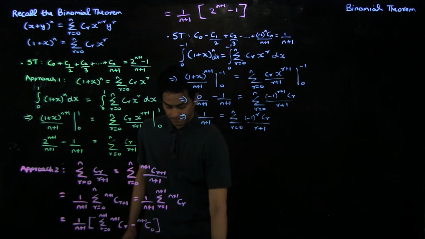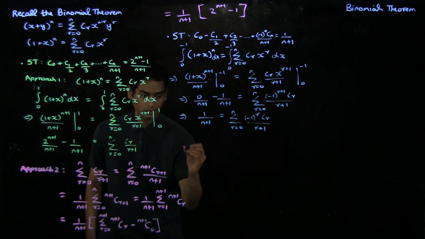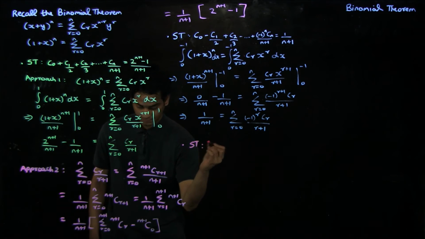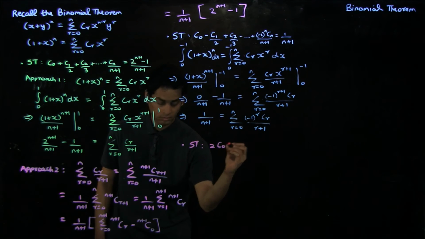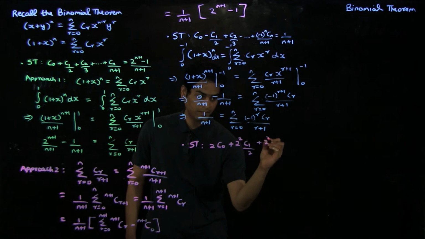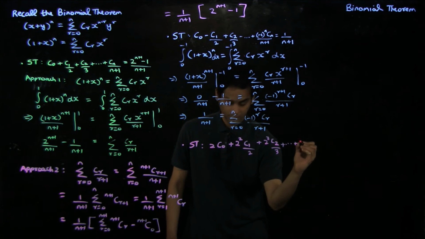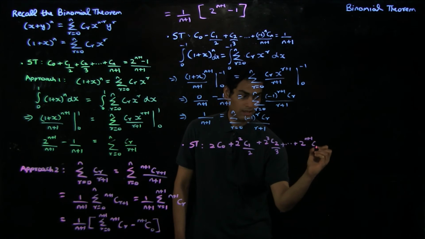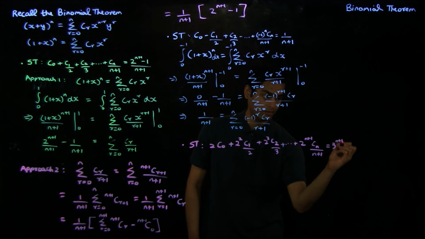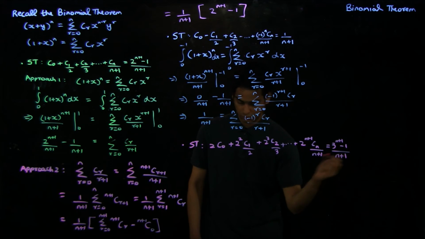So we will see yet another identity based on the binomial coefficients next. This identity states that 2 times C naught plus 2 square times C1 over 2 plus 2 cubed times C2 over 3 and so on till 2 power n plus 1 Cn over n plus 1 equals 3 power n plus 1 minus 1 over n plus 1.